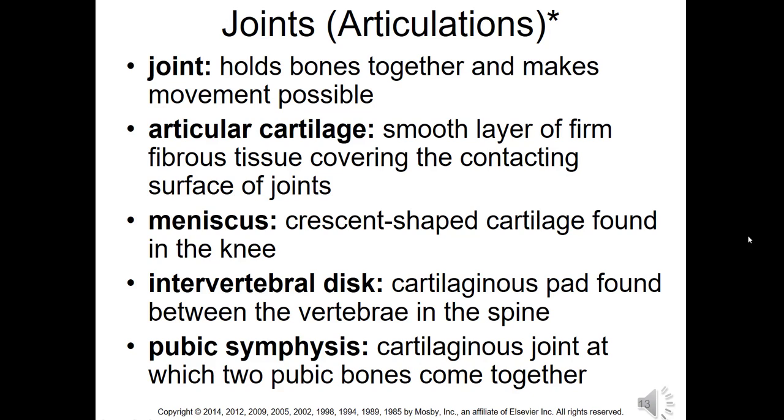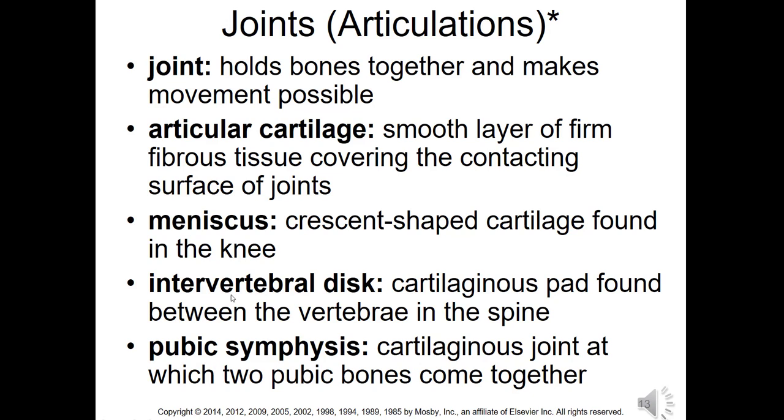So, bones are held together by joints, and joints are the meeting of two or more bones, and typically they are going to have articular cartilage that covers the surfaces of the joints, and it's made of fibrous tissue, and it allows for smooth movement. It kind of cushions and protects the joints. The meniscus are crescent-shaped cartilages, and these are found in your knee. You probably heard a lot of people saying, I tore my meniscus. This is one of the types of cartilages that you can find.